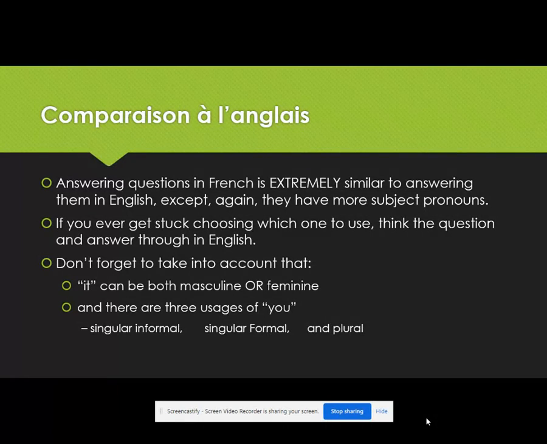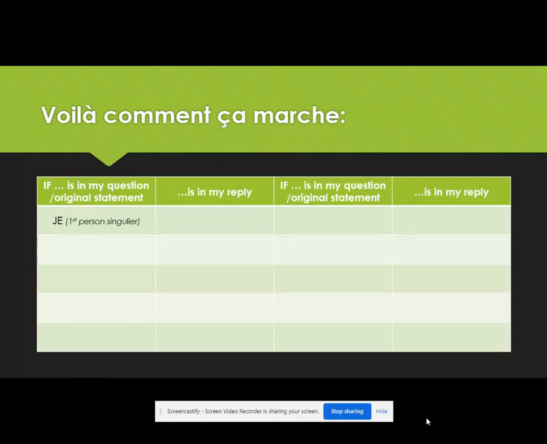Finally, don't forget that it can be both masculine or feminine, so you'll need to decide accordingly with il or elle. And then there are 3 usages of you, singular informal tu, singular formal vous, and of course the plural, which is vous. So here's how they work.